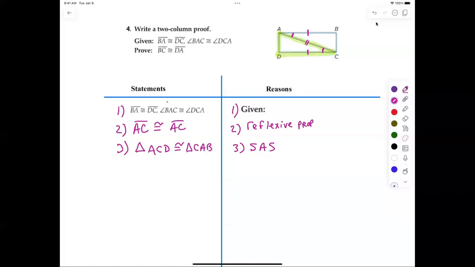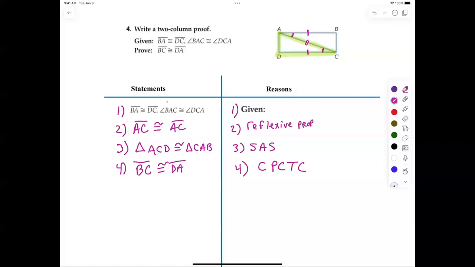All right. And now what? BC is congruent to DA by what? CPCTC. I know it's not that hard, right? How did you just know that? How do I just know that?